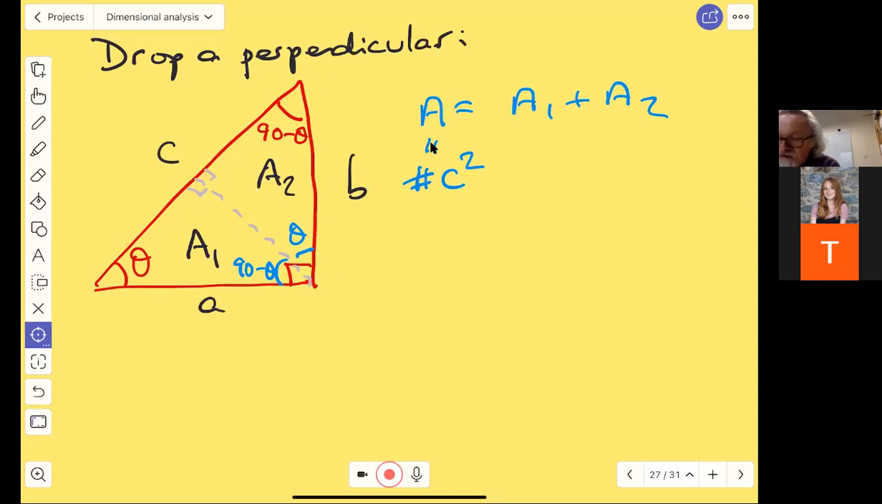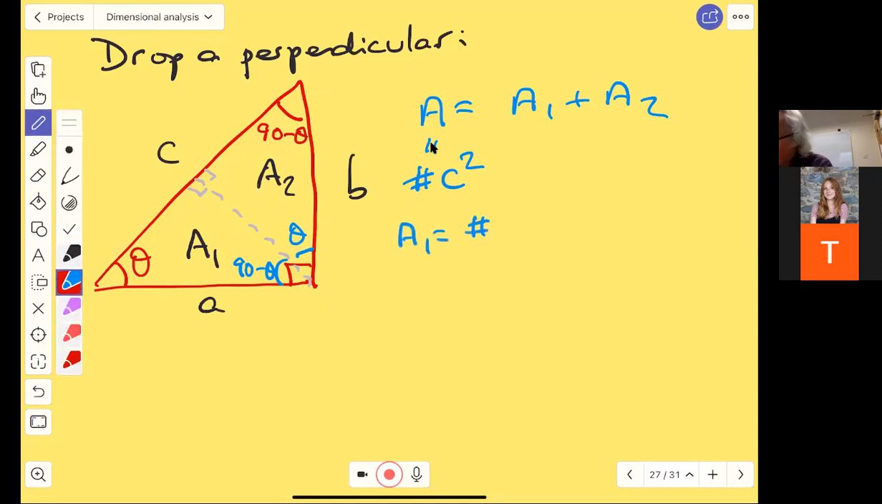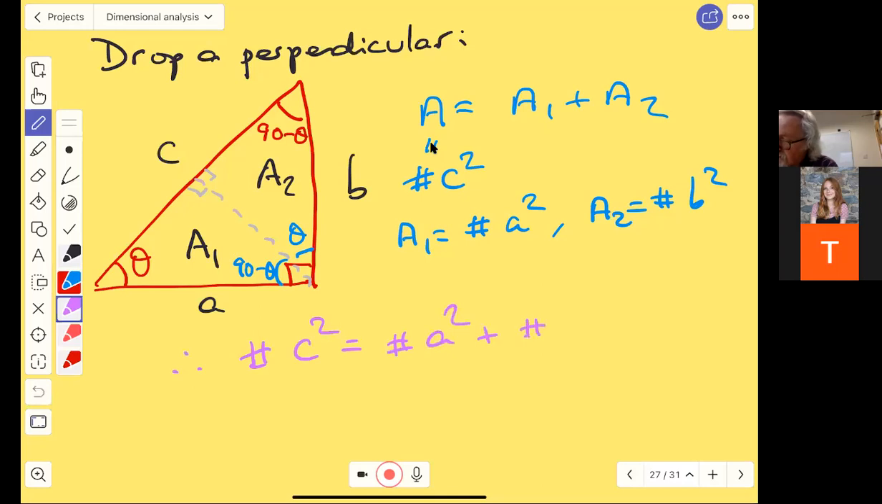So the area of A1 is going to be whatever the number is for this angle theta times A squared, and A2 is whatever the number is times B squared. So we see that whatever the number is times C squared, it is the number times A squared plus the number times B squared. Those numbers cancel because they are the same for every term.